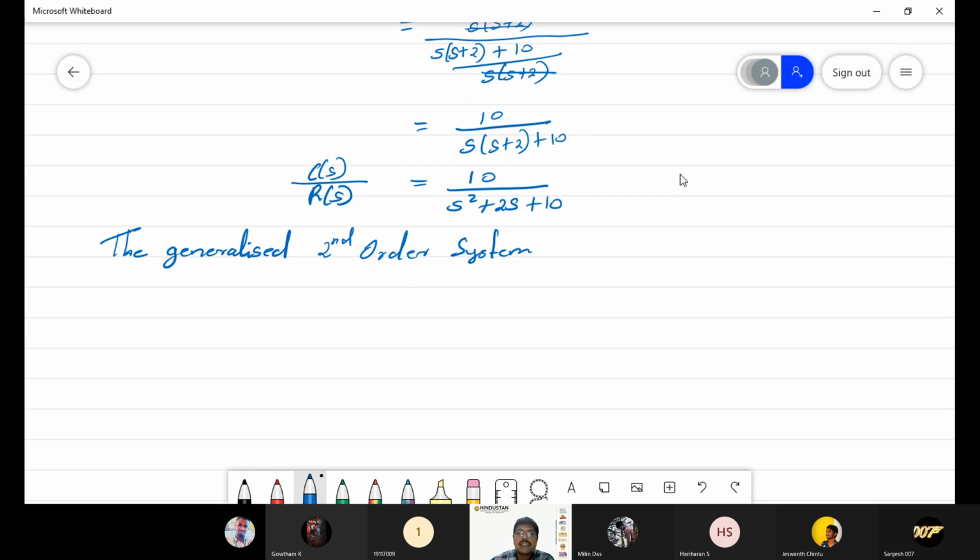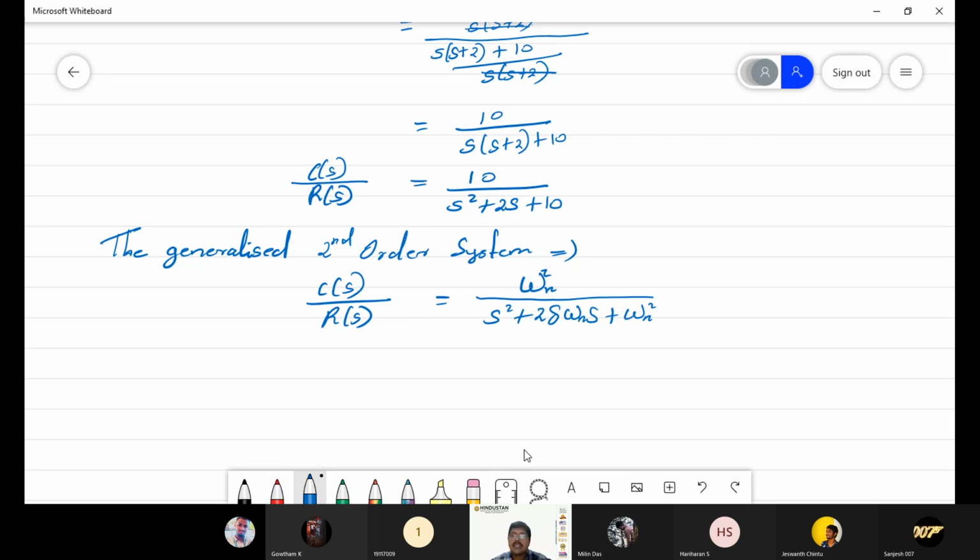The generalized second order system, which implies we can write C(s) divided by R(s) equal to, I given already, omega n square divided by s square plus 2 delta omega n s plus omega n square. So I hope you know that it is nothing new. Already we derived all those things, and now what we are going to do is just equate these two equations.